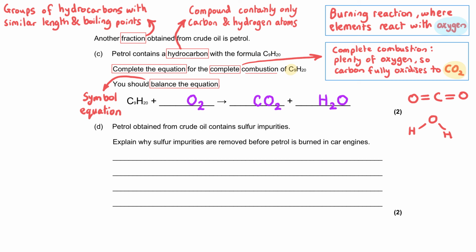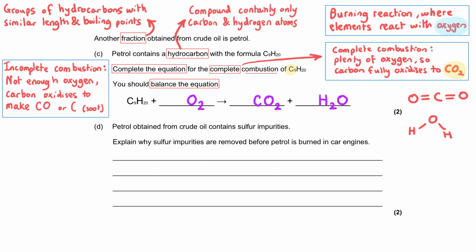If this was to be incomplete combustion, it would still make water in the exact same way with the same formula, but the carbon would not oxidize fully. We might make carbon monoxide or simply carbon particulate, so capital C. But we've got our equation now. If we did nothing else, we would get 1 mark. But we have been commanded to balance this equation.